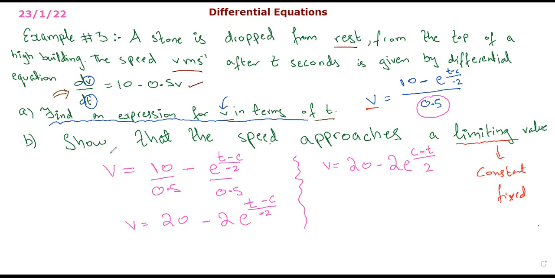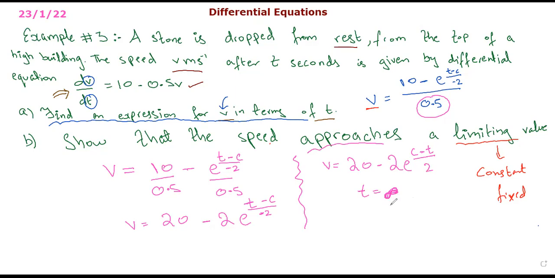Now we have to show that the speed approaches a limiting value. Speed approaches a limiting value means that after a good amount of time, there would be a point that finally the speed would approach a limiting value. Okay, so this is telling me that I need to think of t equals infinity. Okay, t equals a big value, that finally there would be a time when v would be fixed.